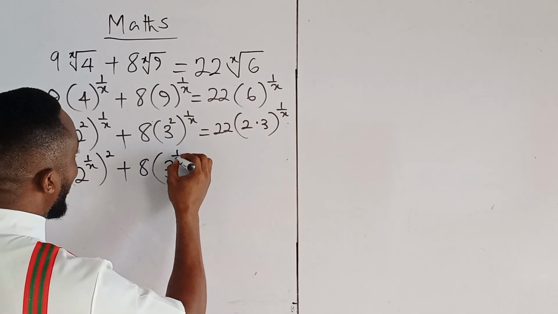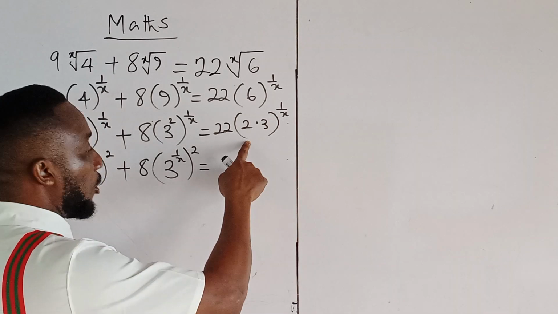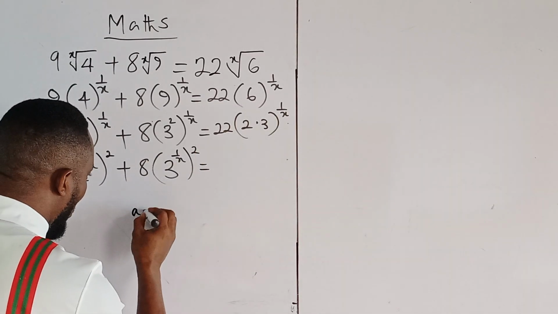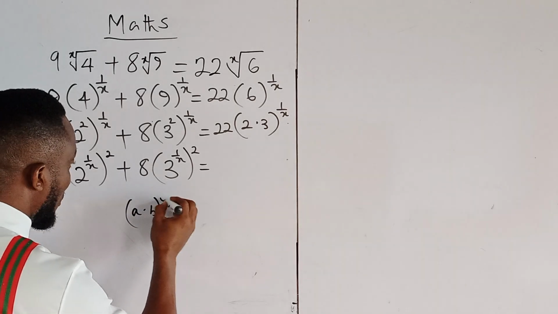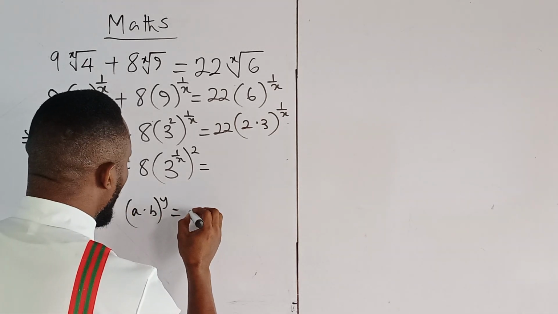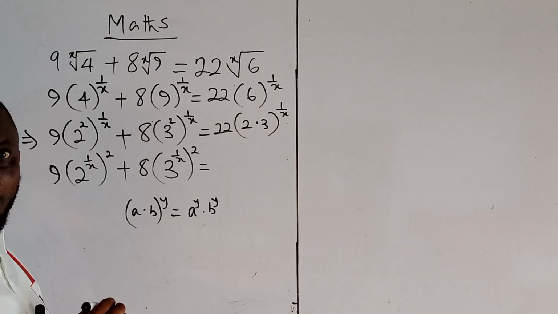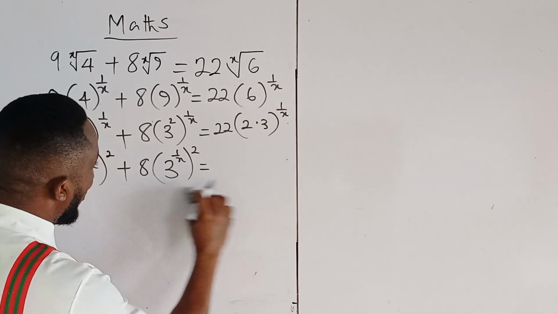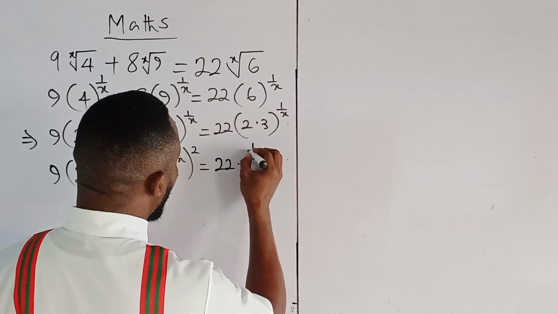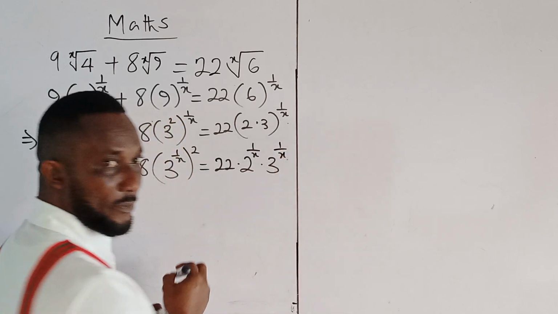then 8 multiply 3 to the 1 on x all squared equal to, then on the right-hand side, I will use what we call the product power rule. If I have two numbers, say a multiply b raised to the power of, say, y, I can distribute this power y between a and b to be a raised to the power of y multiply b raised to the power of y. It's called the product power rule of exponents. So then, this right side, I will write as 22 multiply 2 to the power of 1 on x multiply 3 to the power of 1 on x.